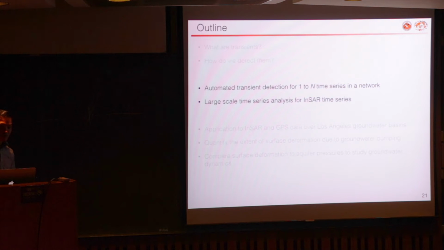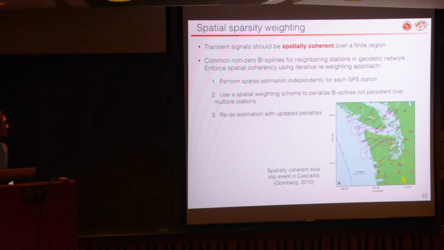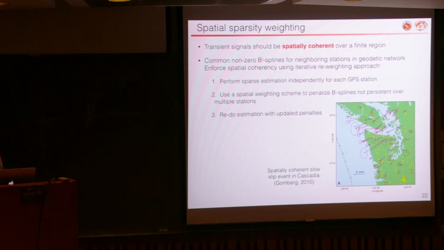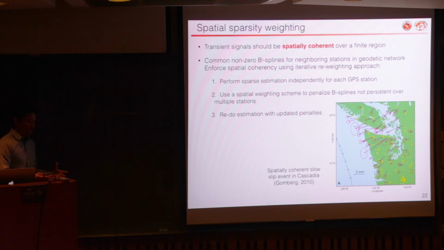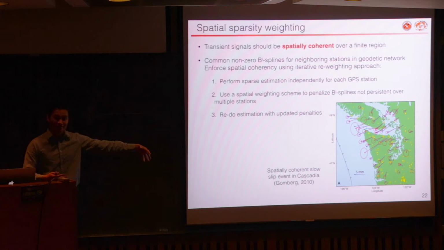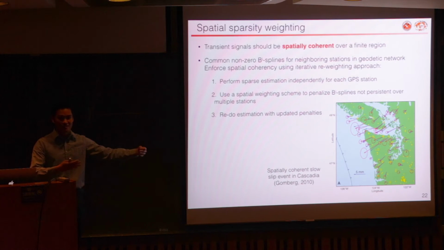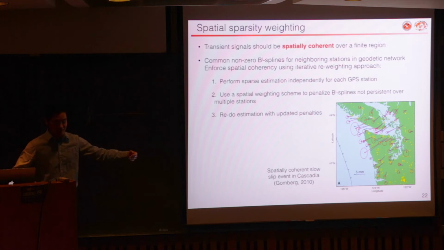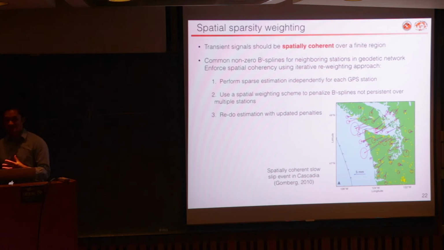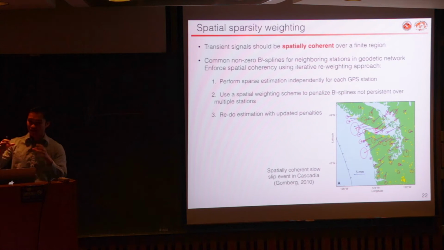So how do we extend this to multiple time series, for time series in a GPS network? We know that transient signals should be spatially coherent over a finite region. Spatially coherent means that there should be common non-zero B-splines for neighboring stations. So if I'm a station sitting on top of a caldera, I know that the station nearby should have the same set of non-zero splines as I do, because this uplift event is affecting us both at the same time.